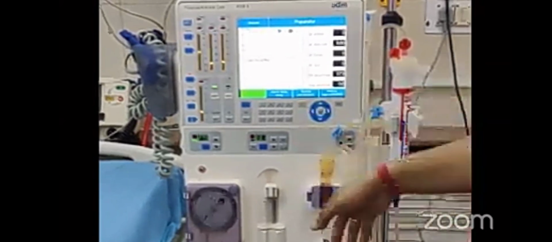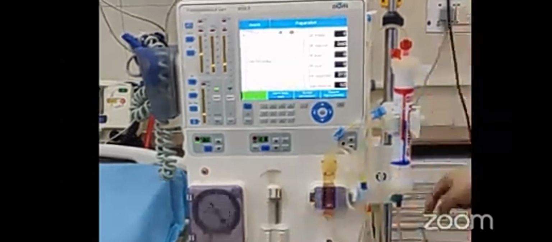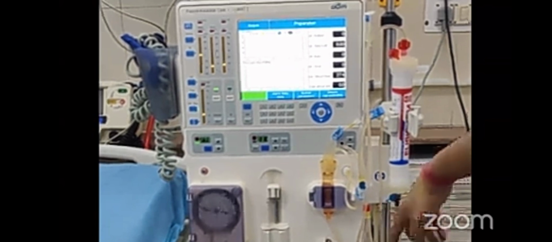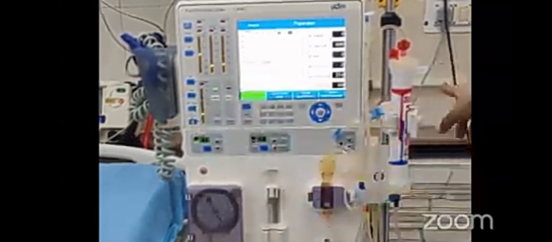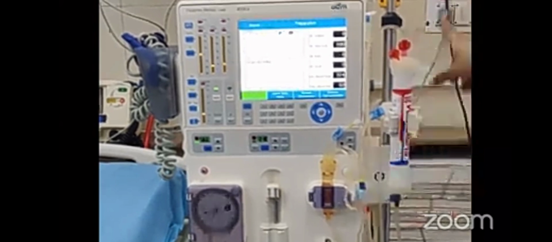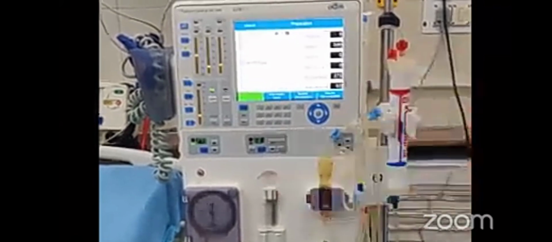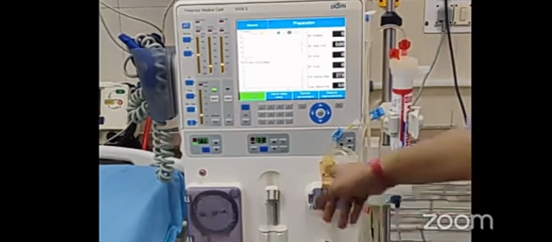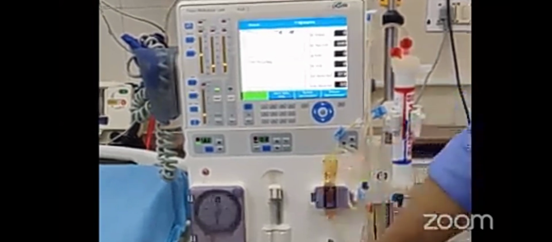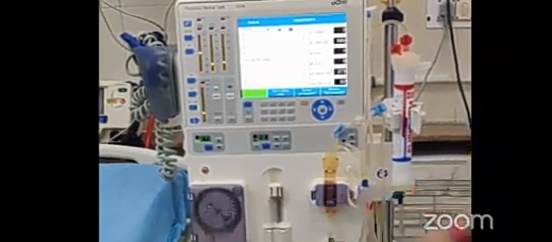So this is the blood pump, and this is the dialyzer. As you can see, this red tubing is the arterial tubing. The patient's blood will come from this tubing into the dialyzer, and this is the blue tubing. After the dialysis, the blood will be returned to the patient via this blue tubing. Following which, this is the air detector, and that is the arterial chamber where you can see the arterial blood collects.